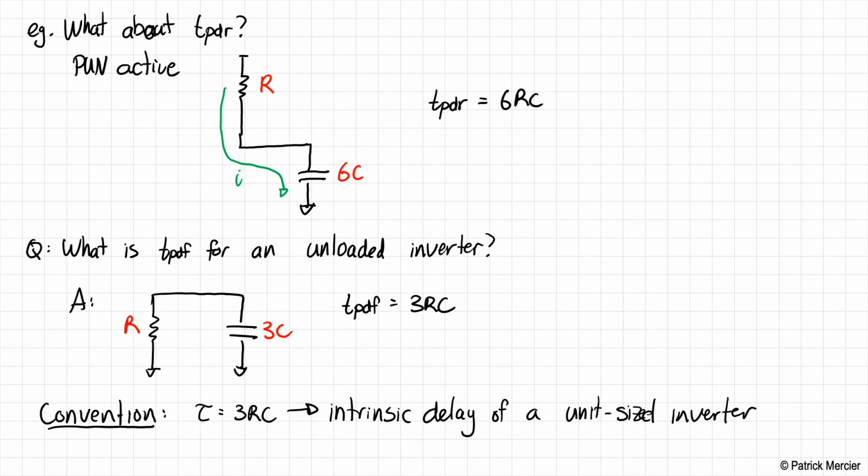Okay, so we are going to make more use of this tau concept a little bit later on in the course, but for now what we'll say is that when we have an unloaded inverter, even if it's not driving anything, because it has its own intrinsic capacitance, it has its own internal delay, and that delay is given by 3RC.